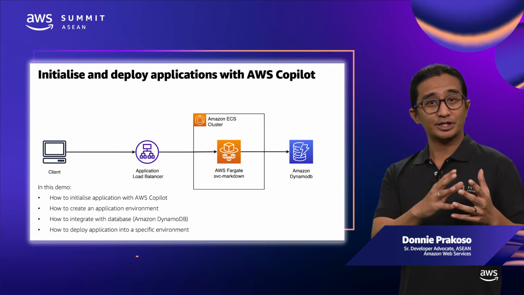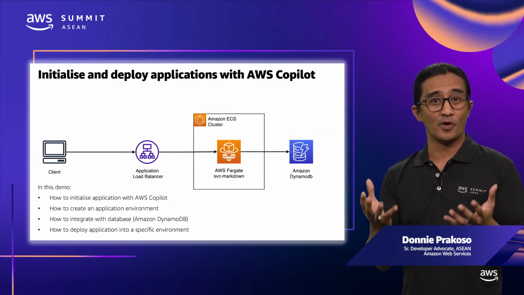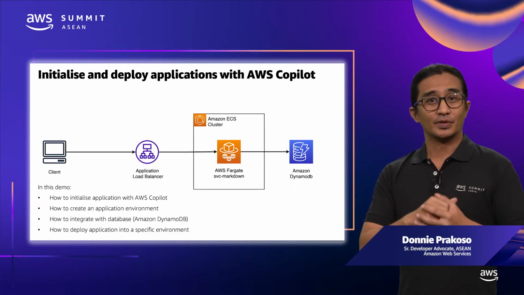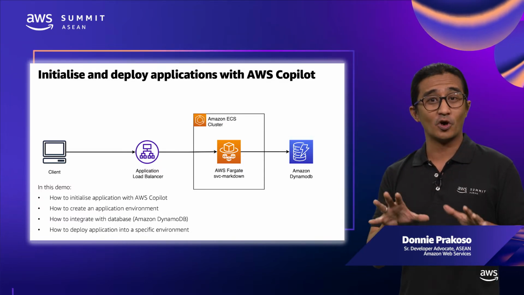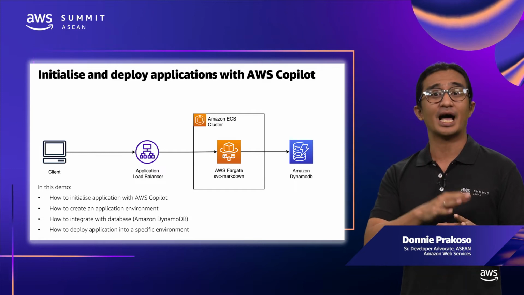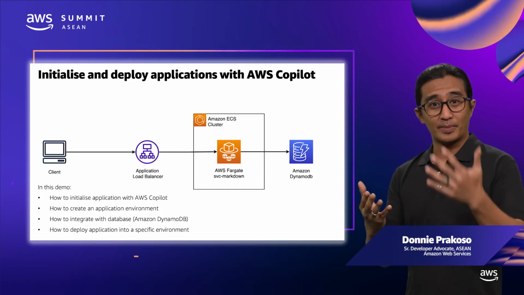So the application will convert the markdown text into HTML using HTTP POST method. And also, as our application needs a database to log all requests, we're going to integrate our application with Amazon DynamoDB. We're going to use AWS Copilot to deploy our application.